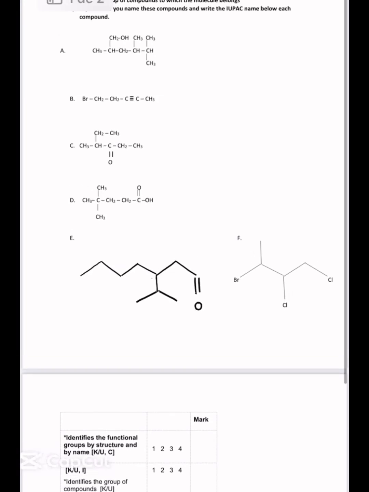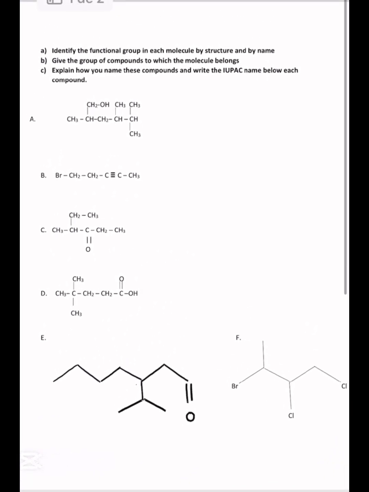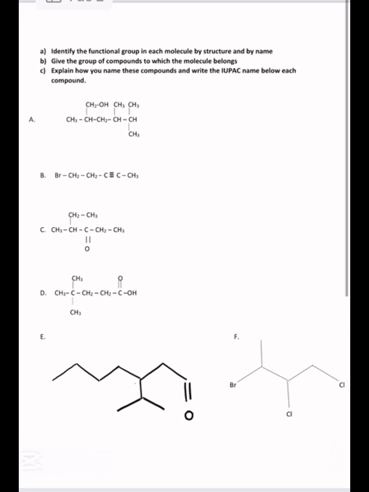Hi, my name is Paula, and today we're going to solve these problems. We're going to identify the functional group in each molecule by structure and by name. Then we're going to give the group of compounds to which the molecule belongs. Finally, we're going to explain how I name these compounds, and I need to write the IUPAC name below each compound. Okay, for the first one, we have to identify the functional group.